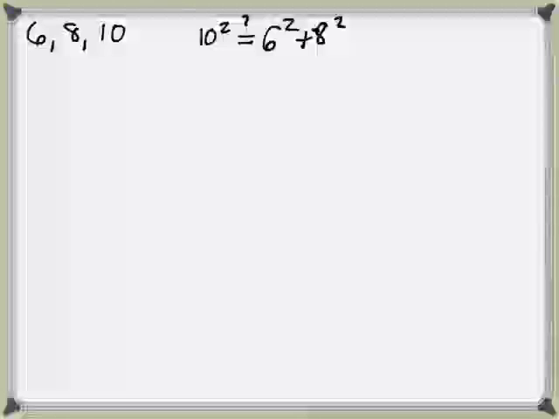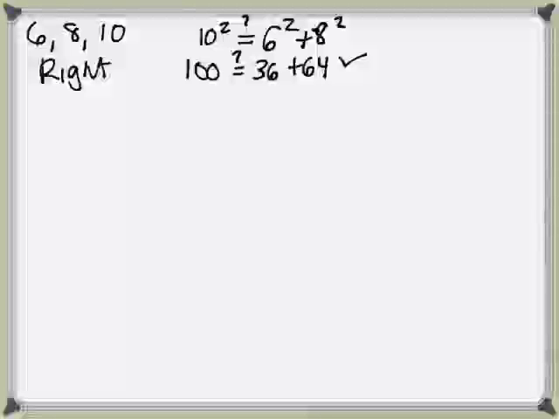So what is 10 squared? 100. What is 6 squared? 36. What is 8 squared? 64. Does 36 plus 64 equal 100? Yes, it does. That's a true statement, which means these three numbers would create a right triangle. Since c squared equals a squared plus b squared works, it must be a right triangle.